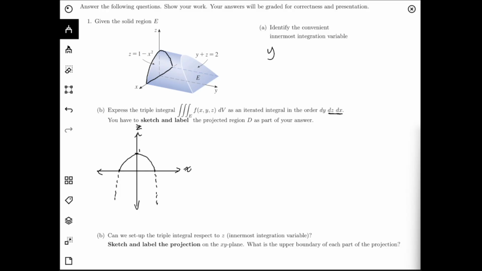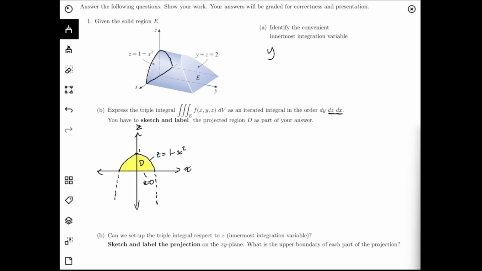But our region of integration, our projection rather, is right here on the surface, and it says region D. So that's what that is. Okay, so region D is bounded by z equals 1 minus x squared, and by z equals 0 on the lower side.